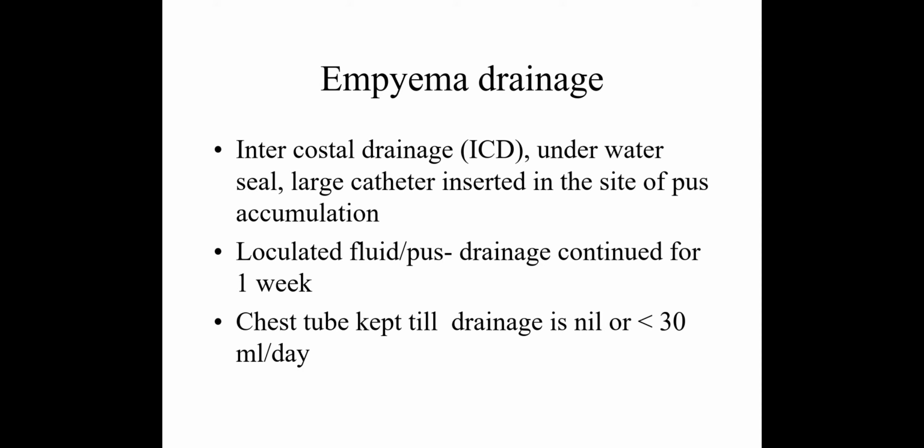Drainage of empyema is usually by insertion of a chest tube with underwater seal, a large catheter inserted into the site of pus accumulation. For loculated fluid, post drainage is continued for 1 week. The chest tube is kept until drainage is null or less than 30 ml per day.